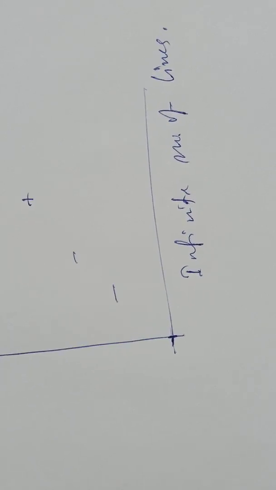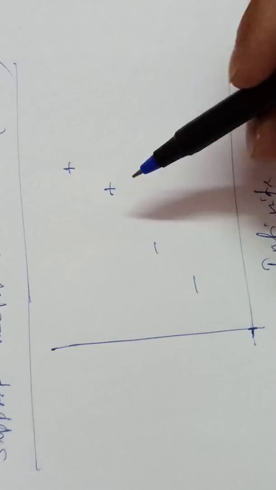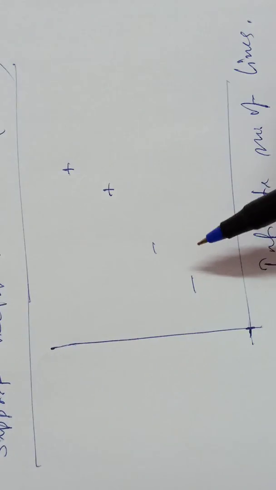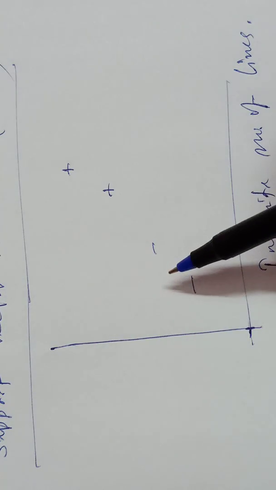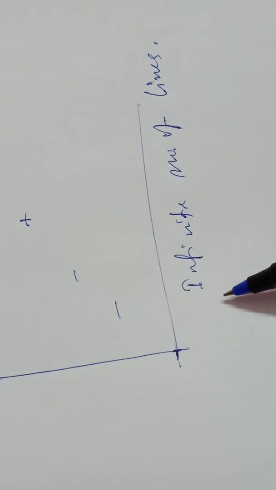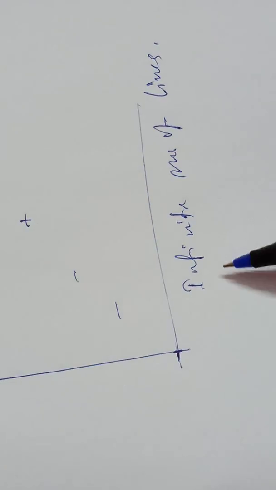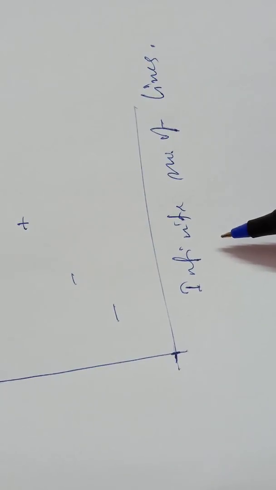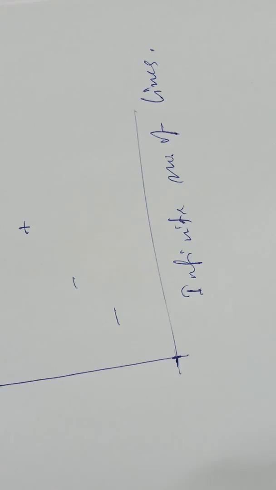So the problem is that we have some positive records and some negative records, and we have to find a line. Again, I am repeating, there are an infinite number of lines, and the question is which one to choose. Okay, right. So we'll solve the problem here.